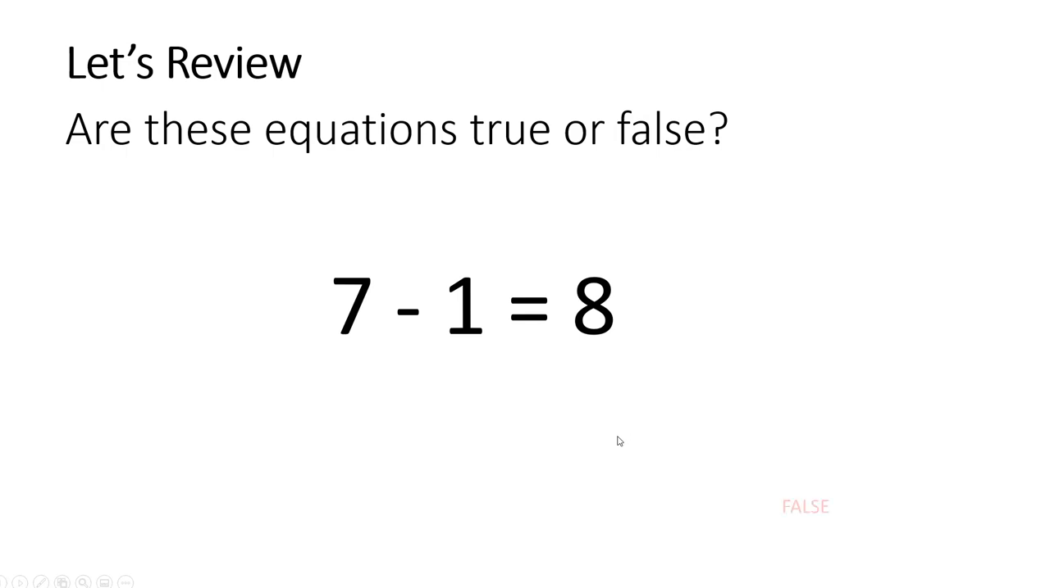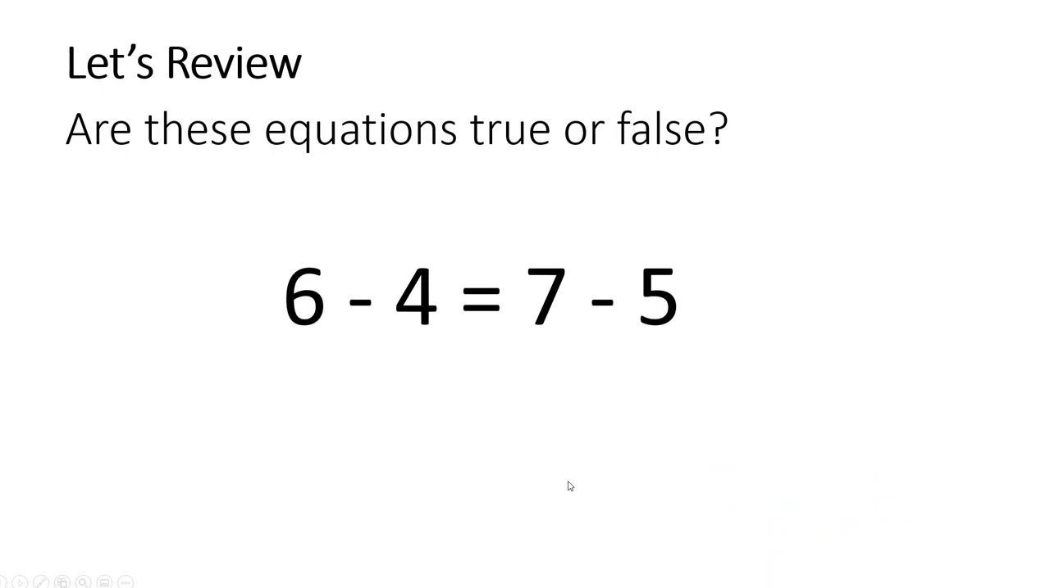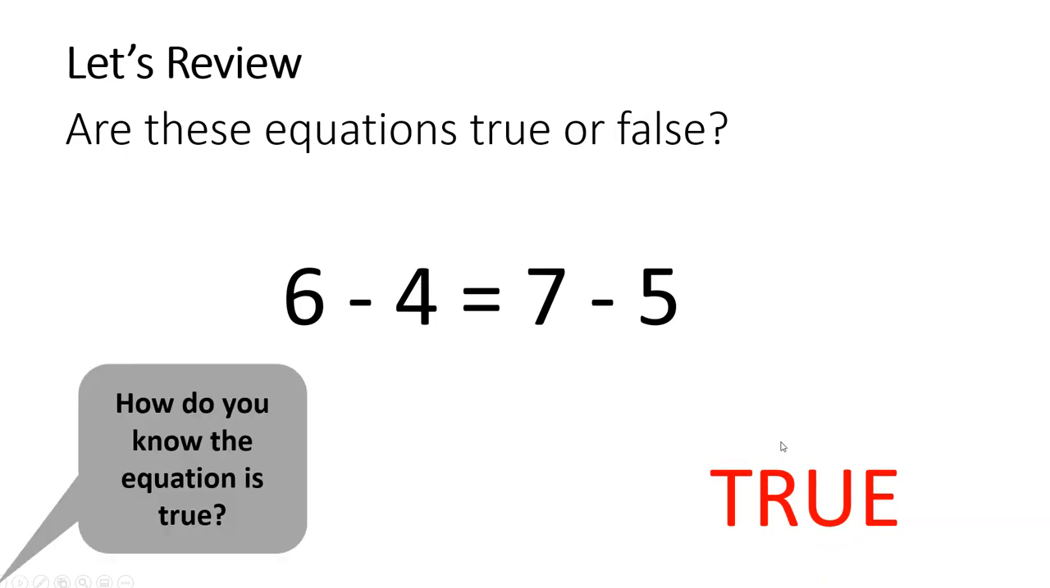Hopefully you said false. 7 minus 1 is 6. 6 does not equal 8. True or false? Video, shout it out. I did 6 minus 4 in my head is 2. 7 minus 5 in my head is 2. 2 equals 2. It is true. That's how I knew it was true. Did you figure out a different way to see if it was true?